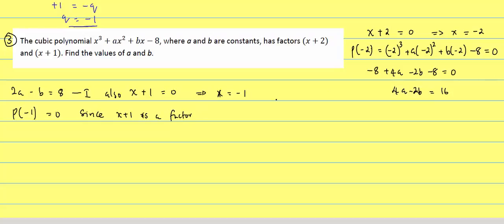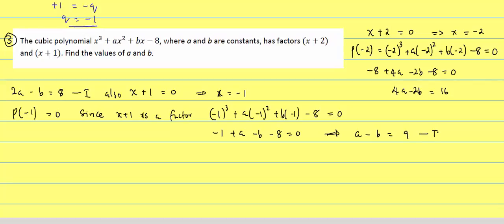Now this is the same reasoning that I used here. Now if I do that and substitute negative 1 into the polynomial, you will get minus 1 cubed plus a times x squared, in this case it's minus 1 squared, plus b times minus 1 minus 8, and that has to be equal to 0. Now simplifying this gives me minus 1 plus a minus b minus 8 is equal to 0. This implies that rearranging this equation will give you a minus b is equal to positive 9.